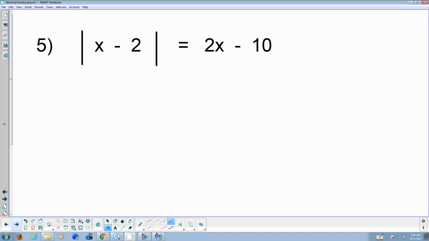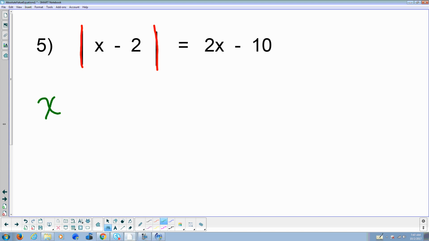Example 5 gets quite a bit more tricky. If we follow through our steps, step 1 is to isolate absolute value. Look at your absolute value. There's nothing else on this left side of the equal sign other than what is contained within the absolute value. So that step is already complete. Absolute value is isolated. Step 2 is make 2 problems.